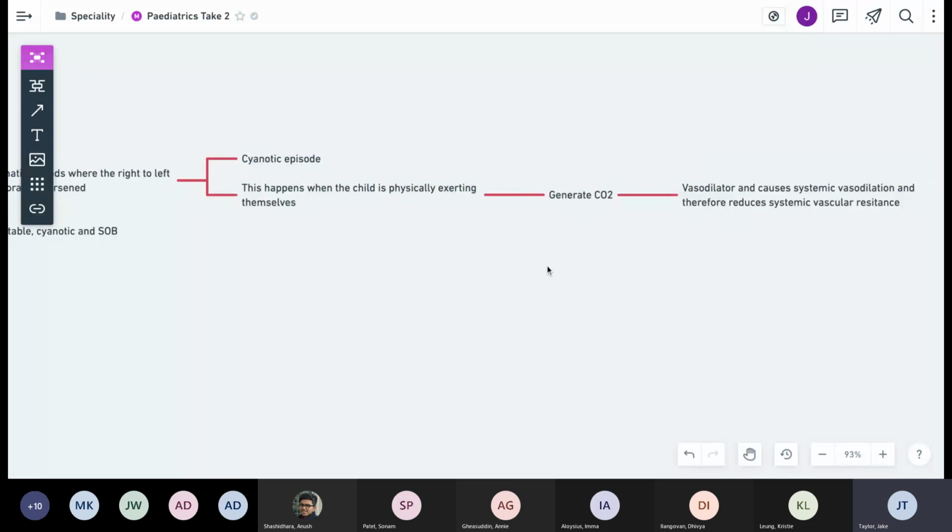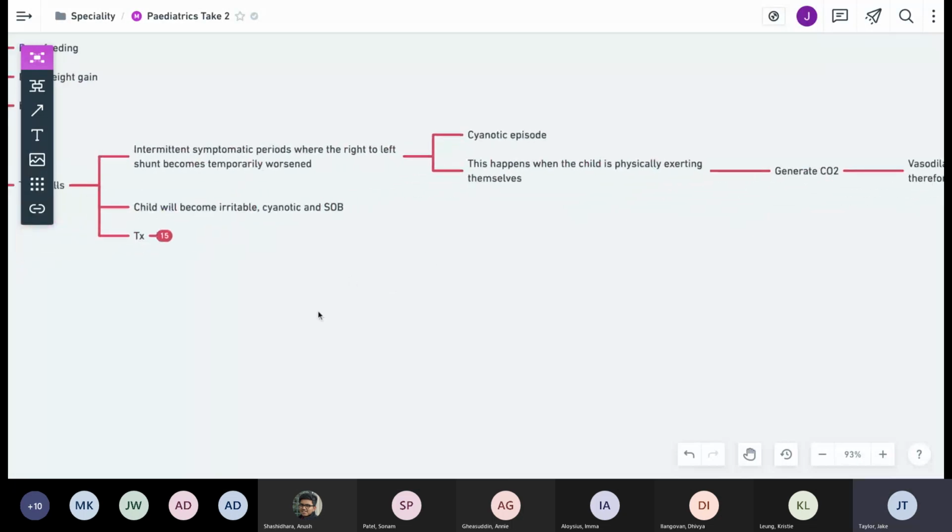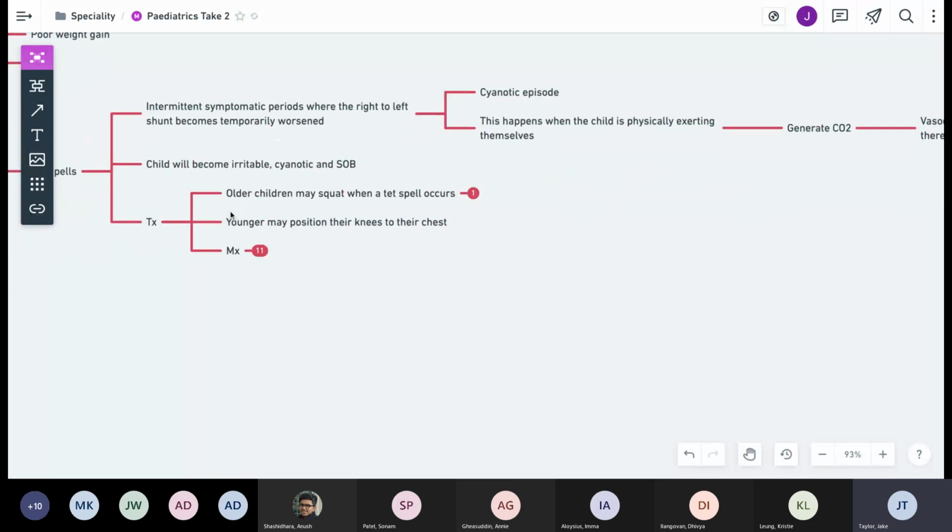And that means that more blood is able to follow the path of least resistance and skip through from the right to the left, bypassing the pulmonary system, and you get this cyanotic spell. Okay, how do we manage these patients?